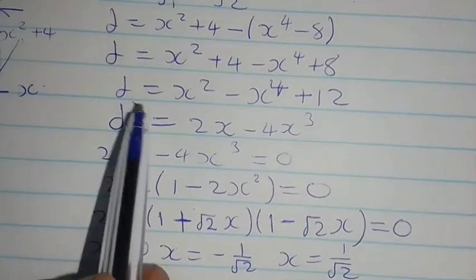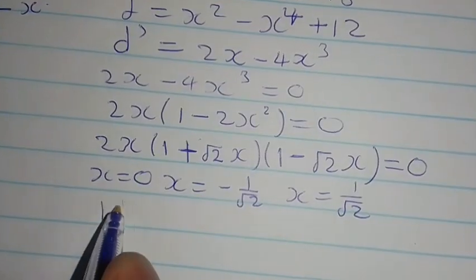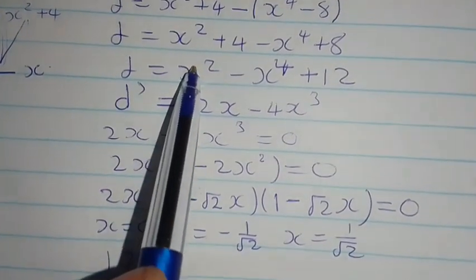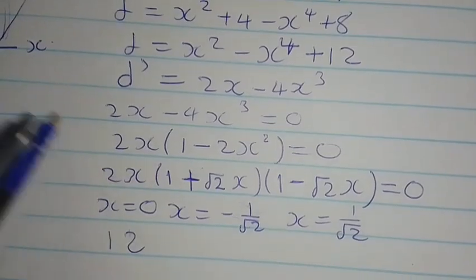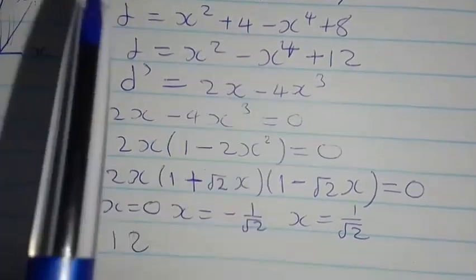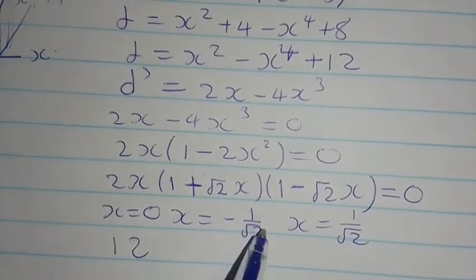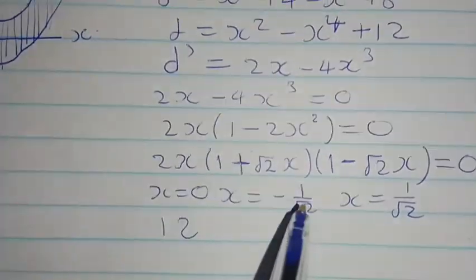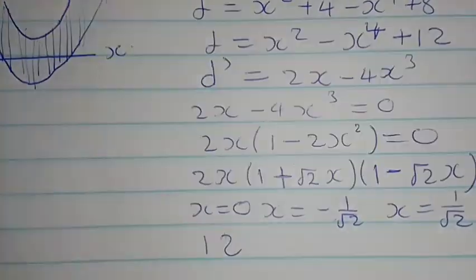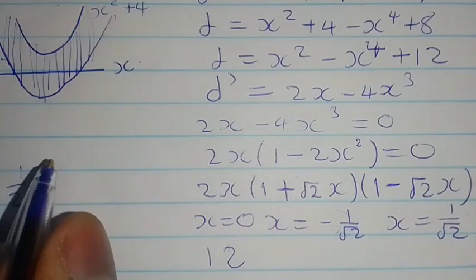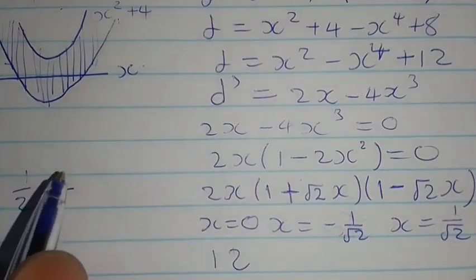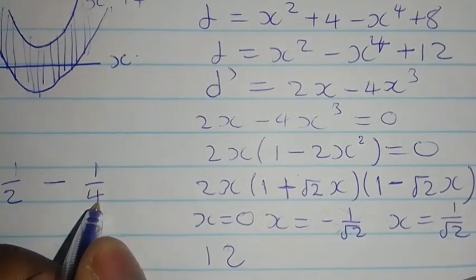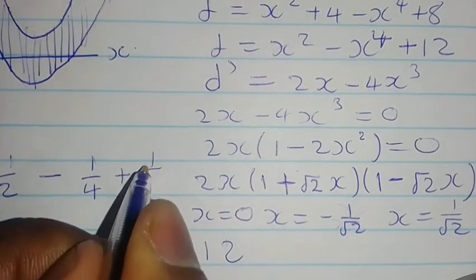If x equals 0, that makes the distance 12. And if x equals 1 over root 2 or minus 1 over root 2, they will give the same thing, because the square gets rid of the negative. Then 1 over root 2 squared is half. So you'll have half minus 1 over root 2 to the power 4, which is the same as half squared, so you'll have 1 over 4, and then plus 12.